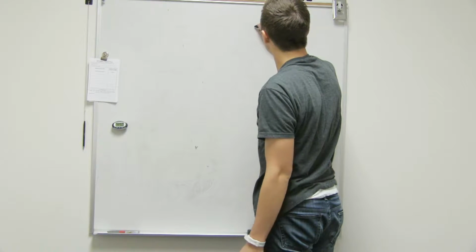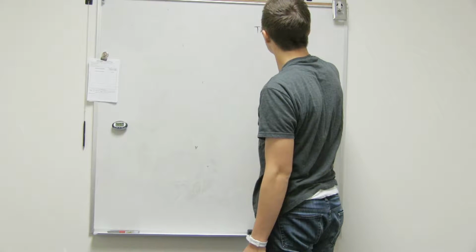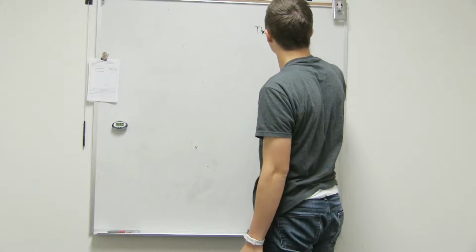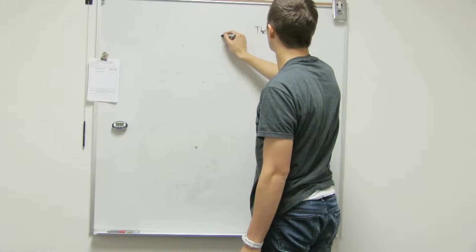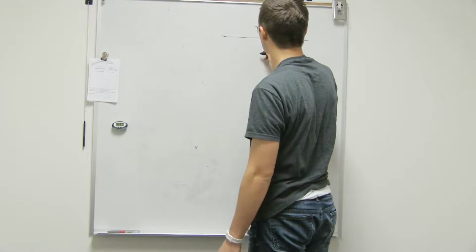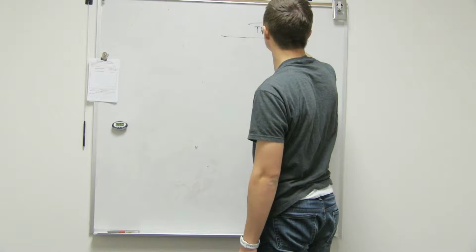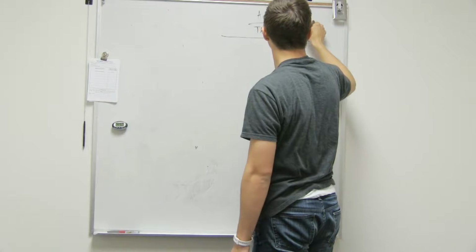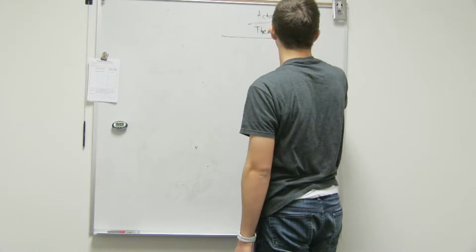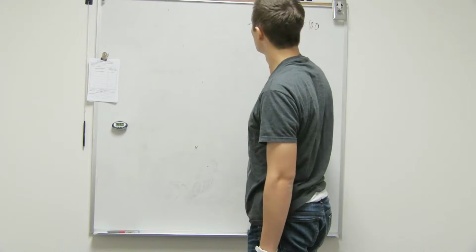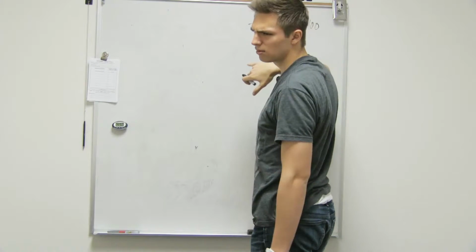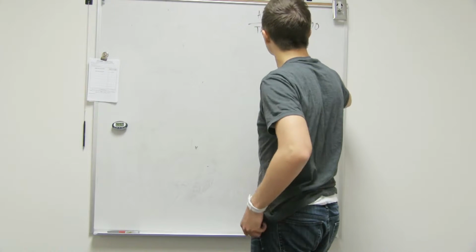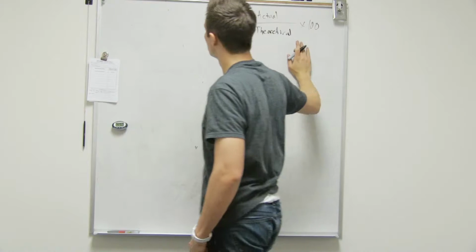It's actual, something like that. Actual yield over theoretical yield times 100. I was thinking about percent error, but this is the, what's it called again? Percent yield. Cool. So we got that.